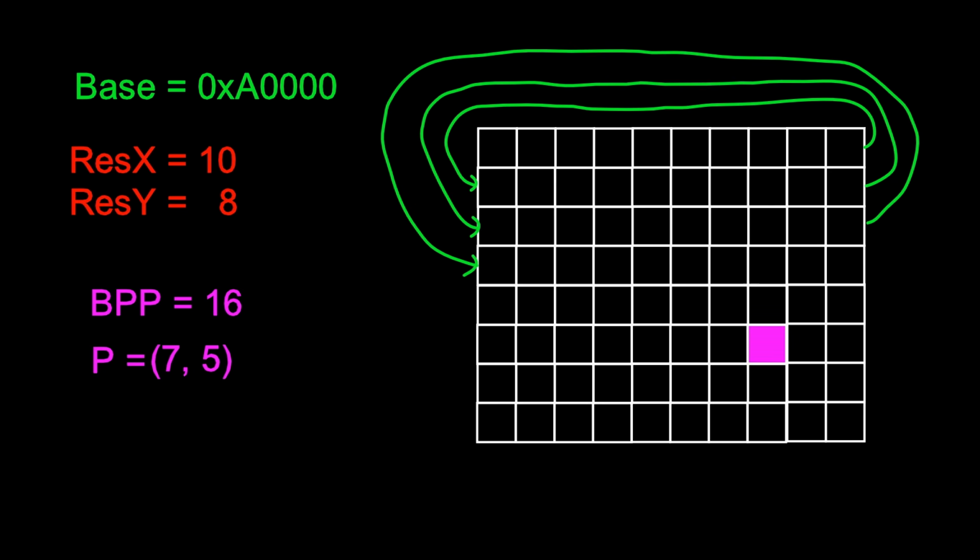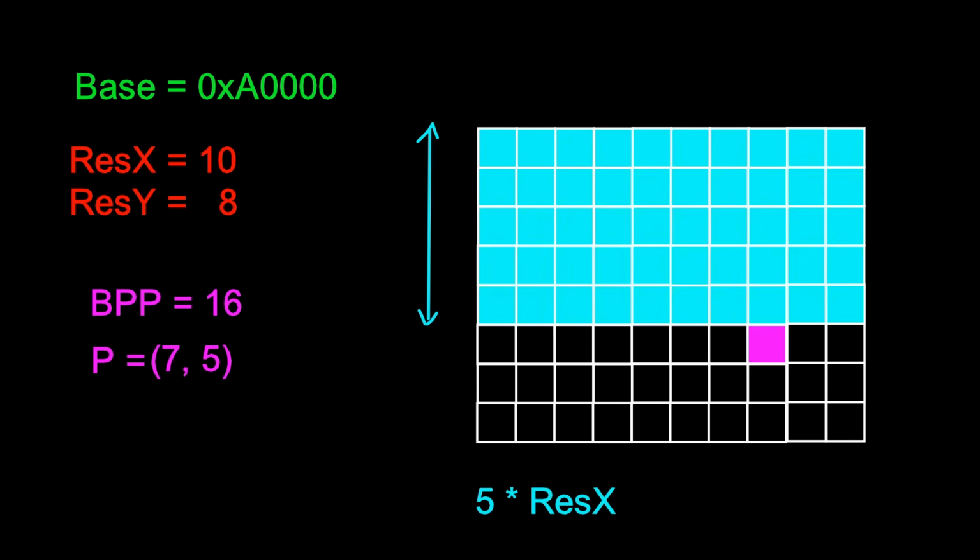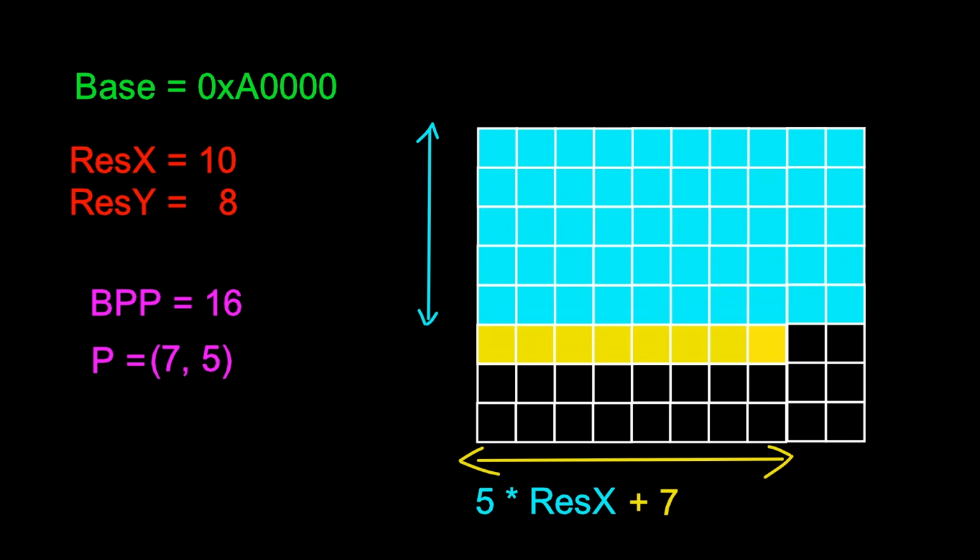The trick is simple. Rows of pixels are laid out one after another in memory. So to reach the pixel at column x and row y, we skip over all the rows before it. In this example, 5 times resolution x. Then we need to move x steps into the current row. For this example, an additional 7 pixels. Let's not forget that this is the relative offset, so we need to add the base address.